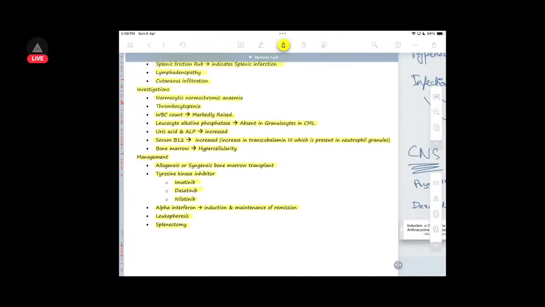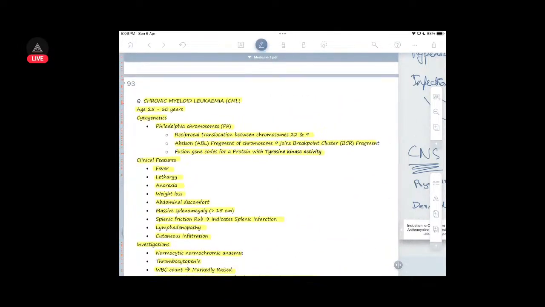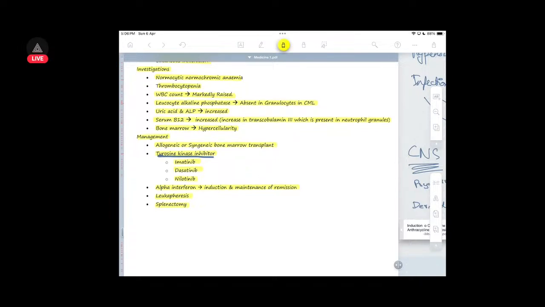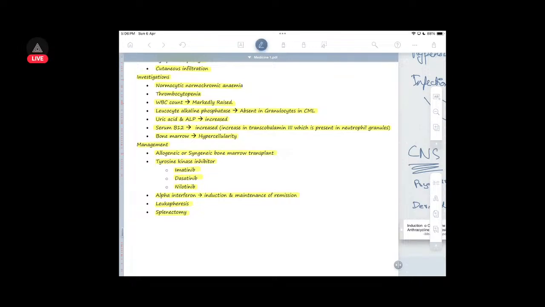Because there is tyrosine kinase activity, that's why you give tyrosine kinase inhibitor. If there was no tyrosine kinase activity, you do not provide the tyrosine kinase inhibitor.